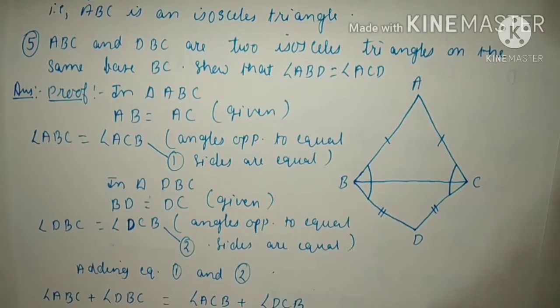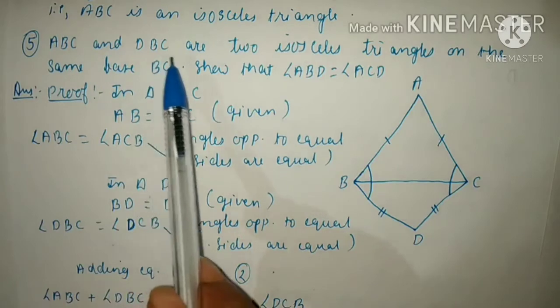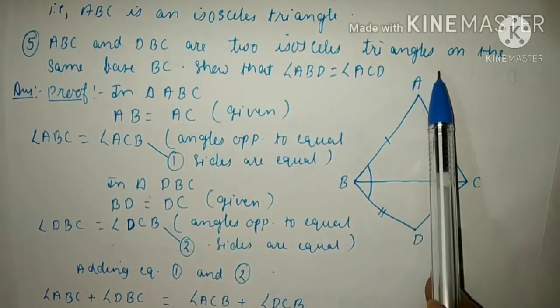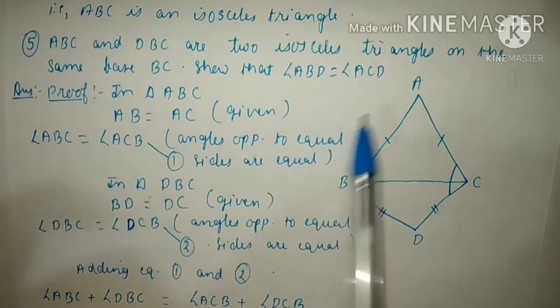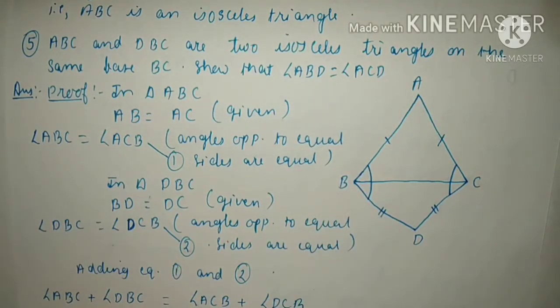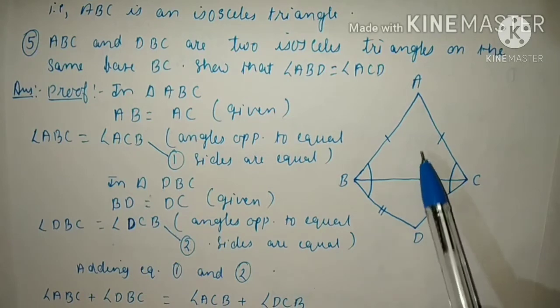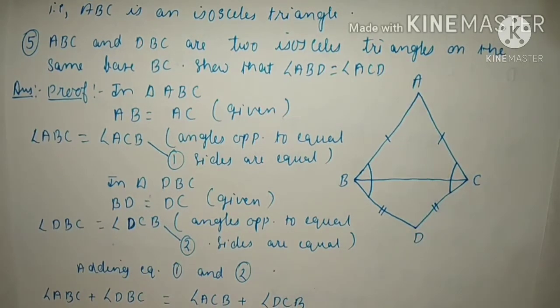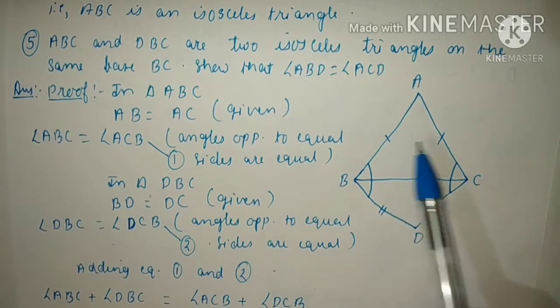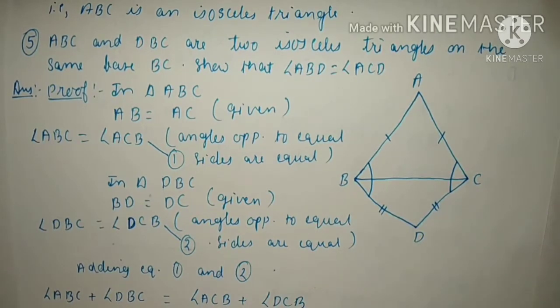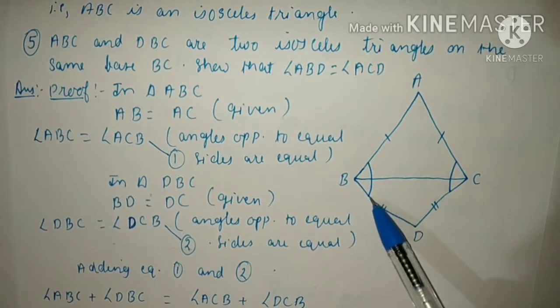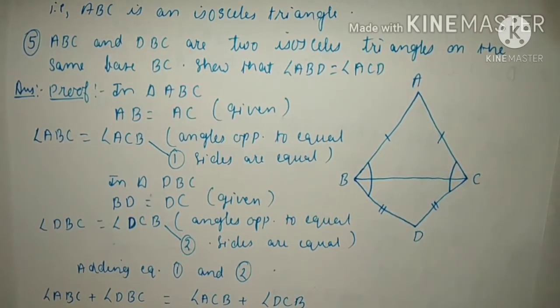Now see the fifth question. ABC and DBC are two isosceles triangles on the same base BC. Show that angle ABD equals angle ACD. See, these two triangles are there. Both the triangles are isosceles triangles. In the first triangle these two sides are equal, and in the second triangle these two sides are equal. We have to prove that this angle is equal to this angle.